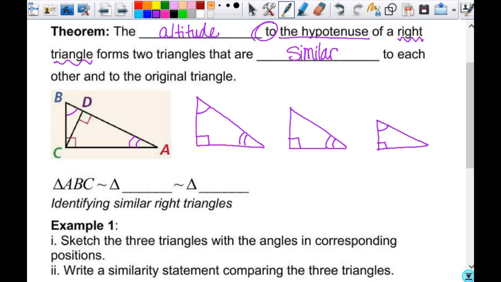Then I got to get the letters on them. So the original one, this is B, this is C, this is A. So in the second one, in the medium-sized one, what letter goes on the right angle? D, and then what one is this? A, and then this is C. On the tiny triangle, what letter is the right angle? D, and then which one has the one mark? B, and then this is C.